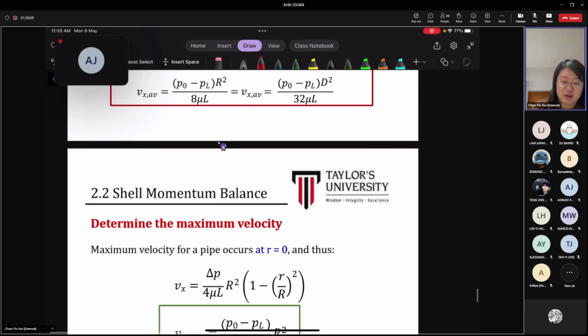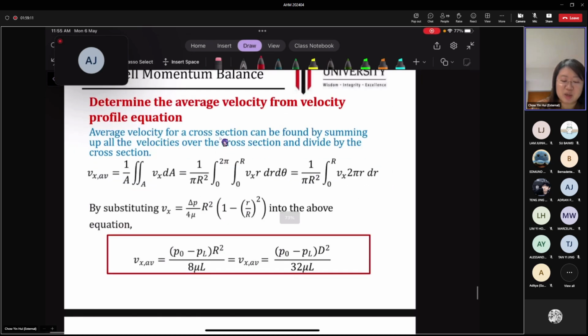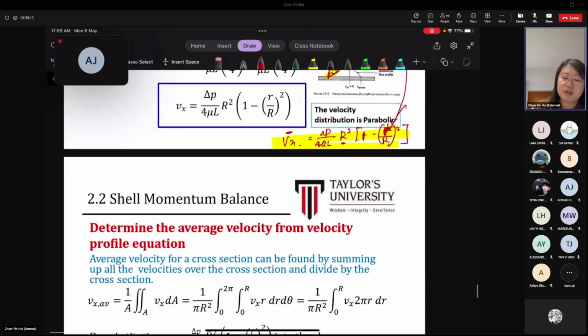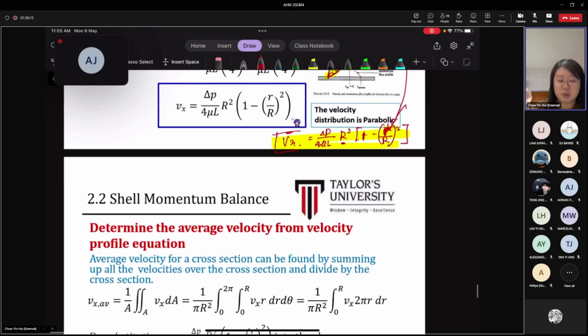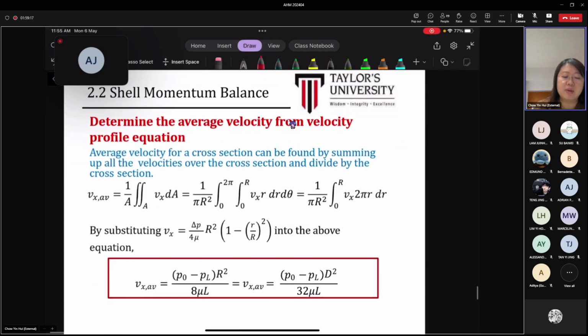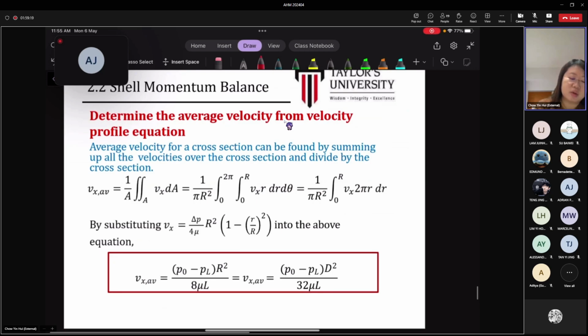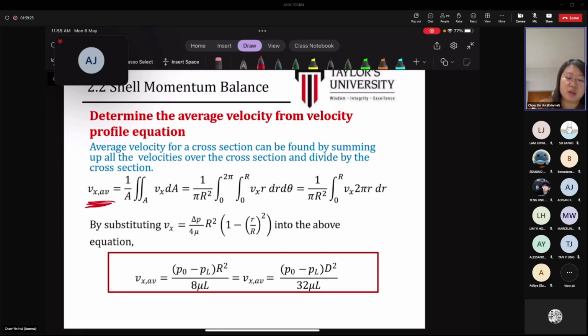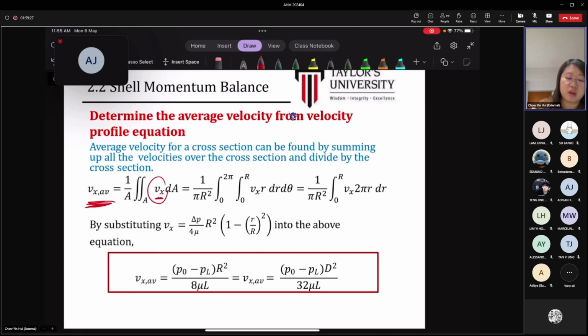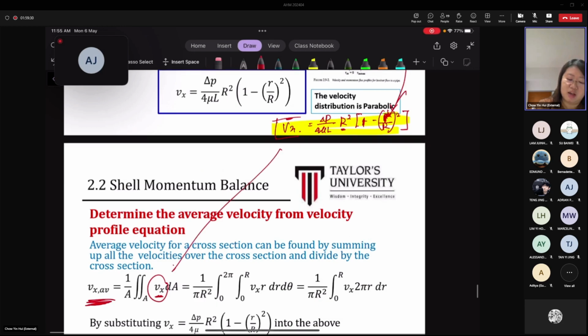Now, just a quick one for the last two slides. This is about the Vx. We have the velocity profile and the momentum flux profile, and sometimes it's also useful to calculate the average velocity. For the average velocity, what we need to do is the double integration of the velocity profile. You need to substitute here.